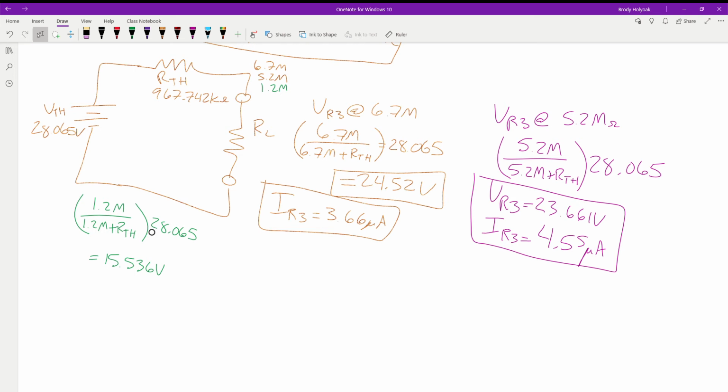This side obviously is going to have a little bit more because this is more than a meg and the other one's less than a meg. So we should see that difference. But ballpark, I knew we should be right around 15, 16 volts.